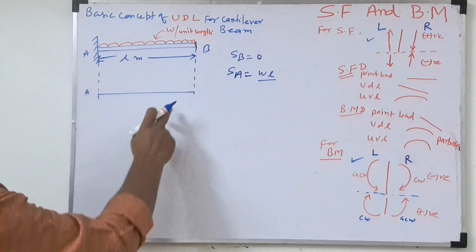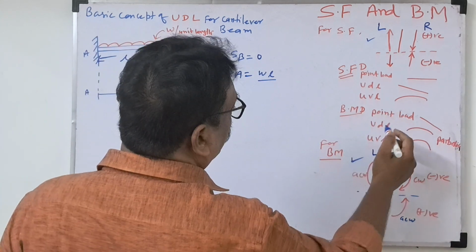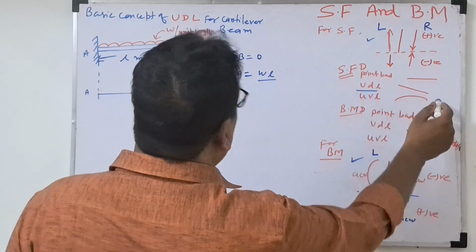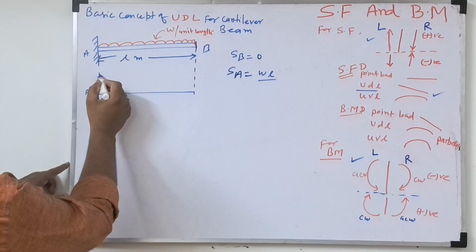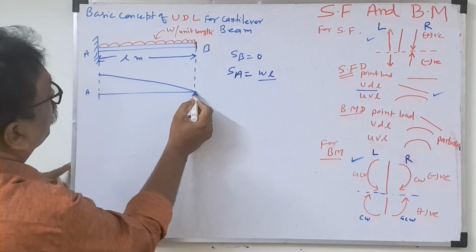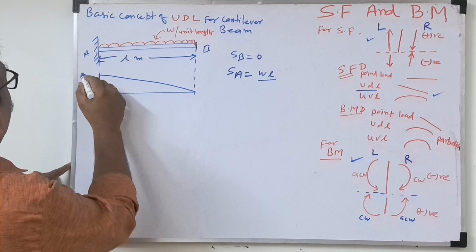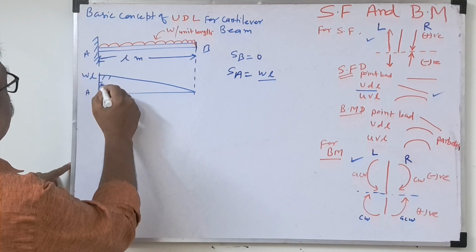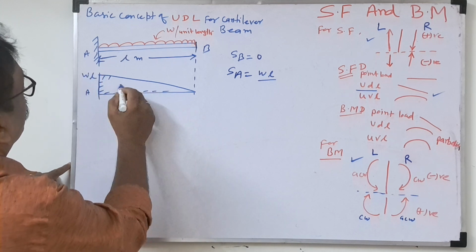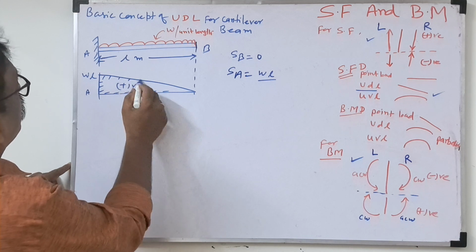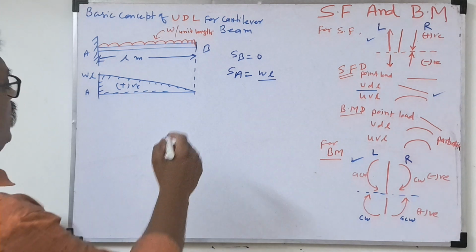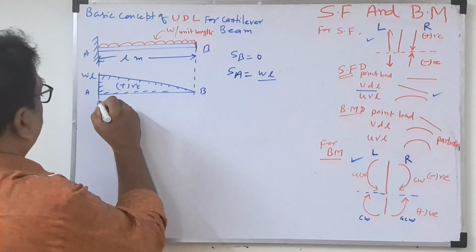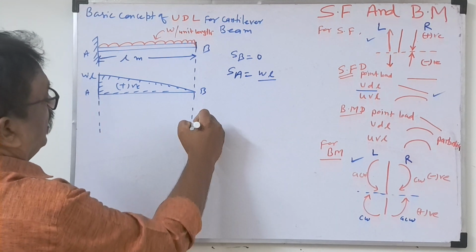And UDL is there. So the shear force for UDL is an inclined line. See, this shear force for UDL is an inclined line. So we'll draw the inclined line from this point. So this height will be WL. So this is the shear force diagram, positive, for this given UDL. This point is B. Now extending this line, we'll draw the bending moment diagram.